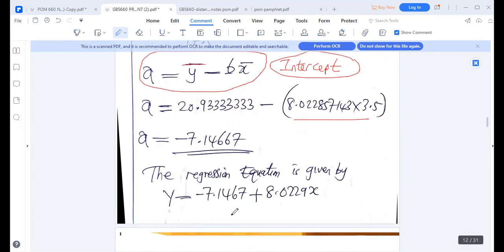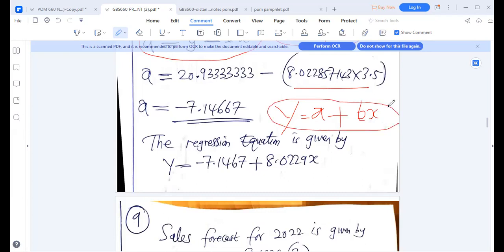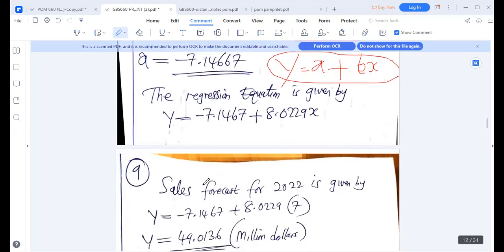Then our regression equation is given by this. We substitute from the way we have here, where y is equal to alpha plus bx. So b is the slope, so alpha plus bx. So this one, we know for sure that we have it, so we can sort it out. For this reason, we can now get y is equal to negative 7.1467 plus 8.0229x. From here, you can substitute now, as we're finding the forecast for 2022.